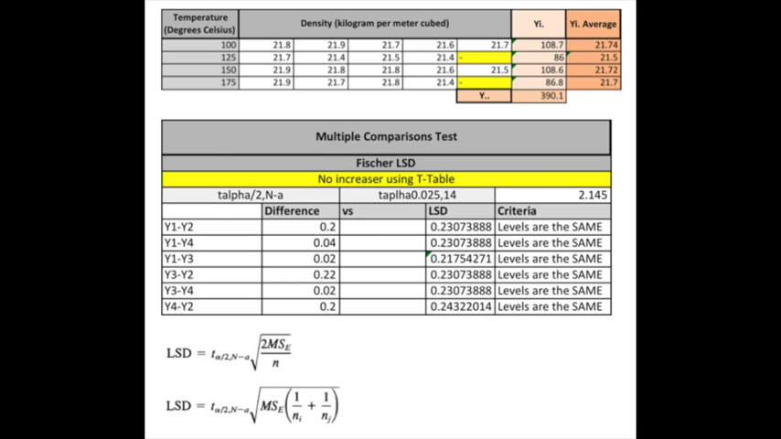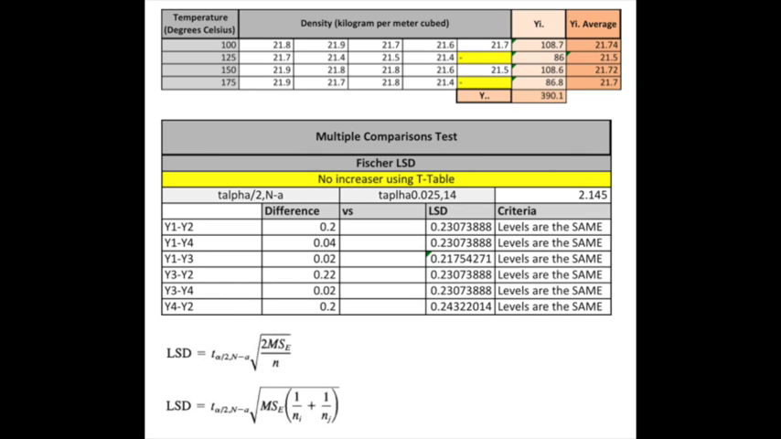The first formula is for the case that this was a balanced case. Since it is not a balanced case, we must use the bottom one. So for every pair, we must use the different n's that we have. That's why every LSD is different from the previous.